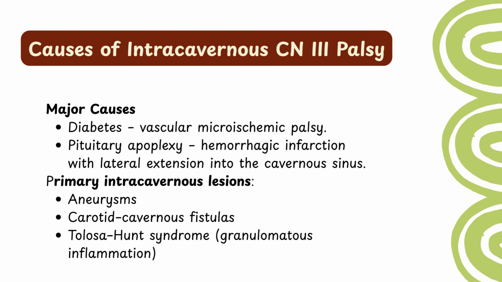What are the causes of intracavernous third nerve palsy? The lesions here might include systemic conditions like diabetes causing microischemic cranial neuropathies, pituitary apoplexy which can extend laterally, then aneurysm and meningiomas of the internal carotid artery, carotid-cavernous fistulas, Tolosa-Hunt syndrome, cavernous sinus thrombosis. All these things can affect the third nerve within the cavernous sinus. Because of the tight anatomical space, these typically are going to present with multiple cranial nerve deficits and not just the third nerve involvement.